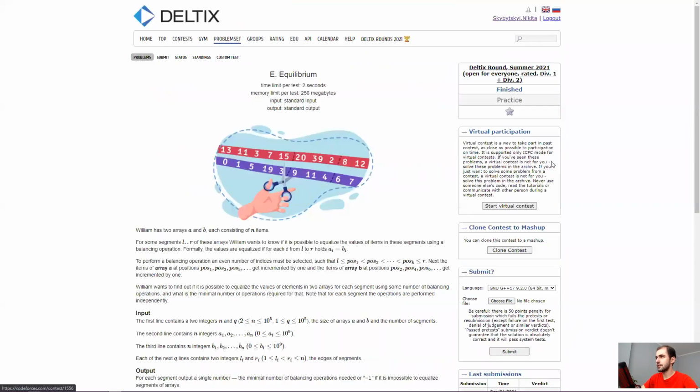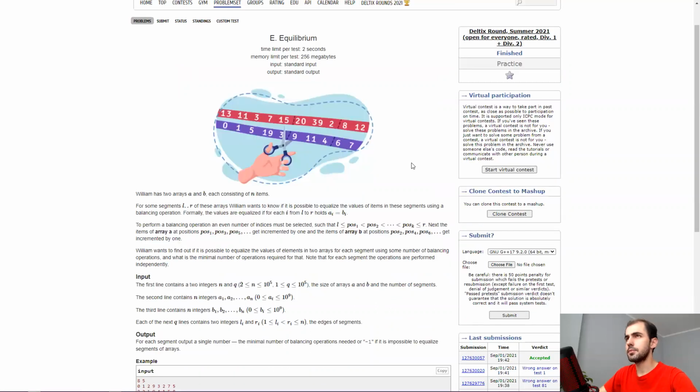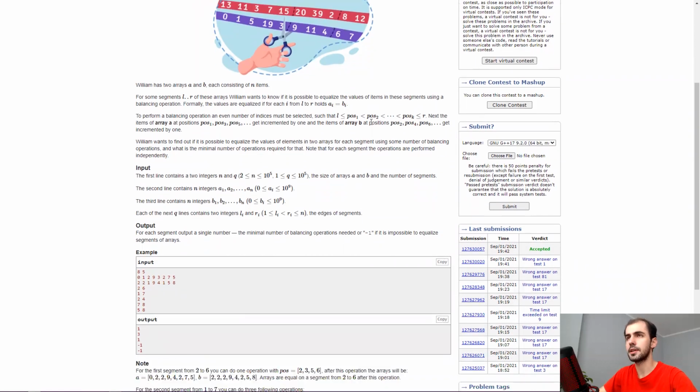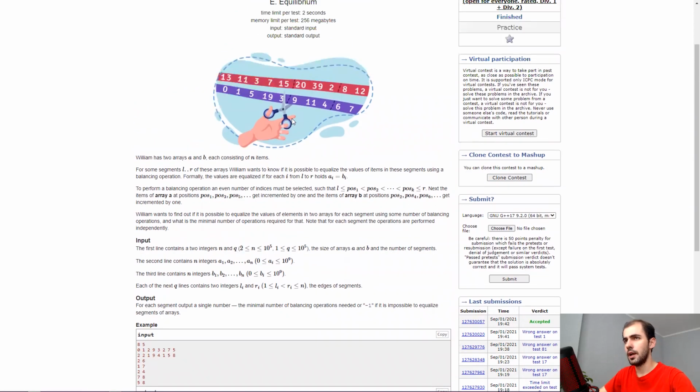It comes from a Deltix Summer Round, so a quite recent one. In this problem, that's problem E, so not that easy, but also not extremely hard and overcomplicated. In this problem, we have two arrays A and B, each of equal length. We will need to process several queries of the form left and right, which means that we want to equalize subarrays of A and B, both from index left to index right.